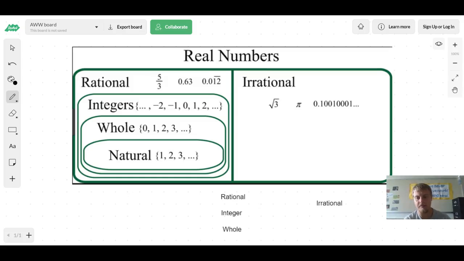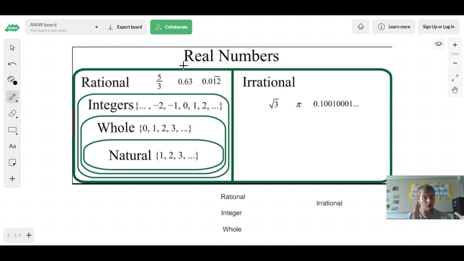Today we're going to talk about sets of numbers, or classifying numbers. The best way I like to think about this topic is it's kind of like how we classify animals. So if you imagine the real numbers as every single animal out there, we can actually subdivide them into different groups.